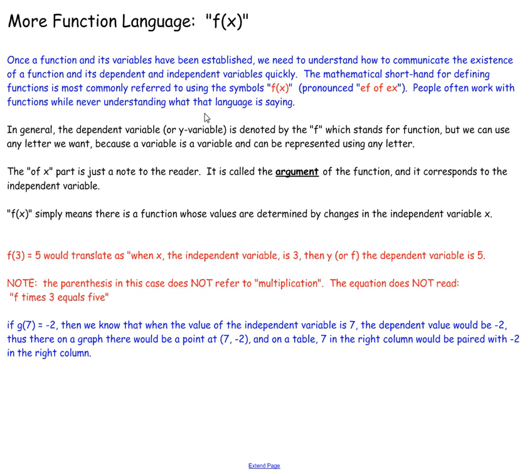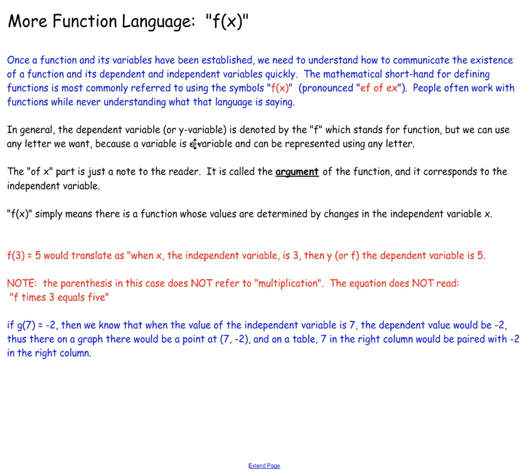A lot of times people just say, well, that's the same as y. For the most part, that's true because f of x in its entirety, the whole phrase f of x, is referring to the value of the dependent variable. But it's telling you as well the independent variable that is paired with it. So if you just say y, you just know that y exists. But if you say f of x, you're saying that the value of the function f depends on the independent variable x.